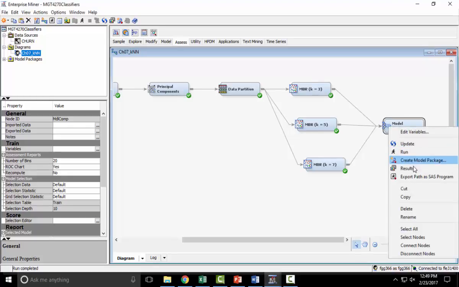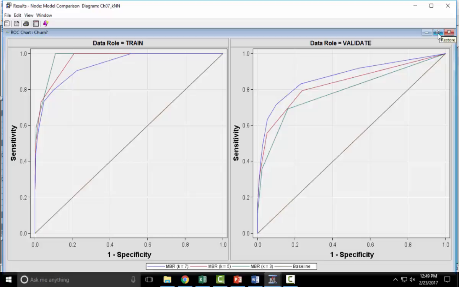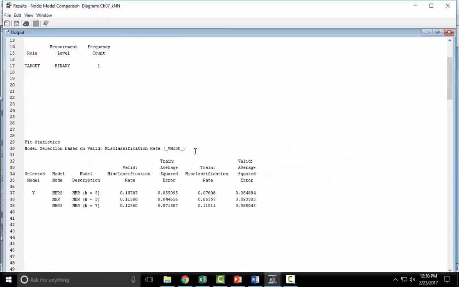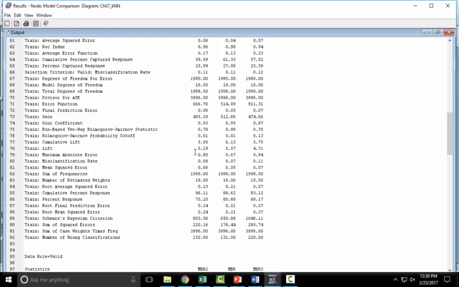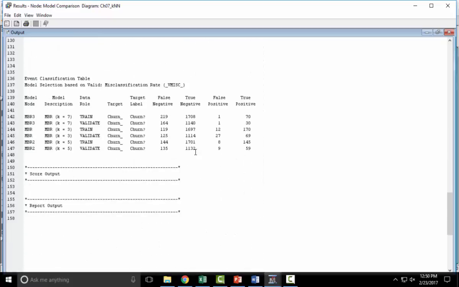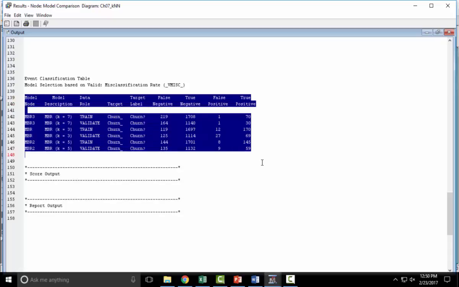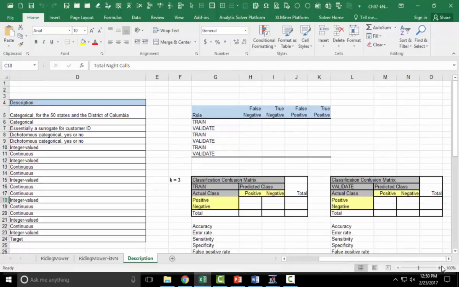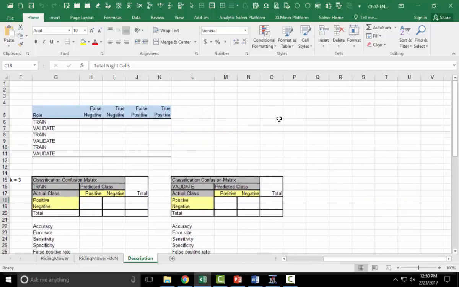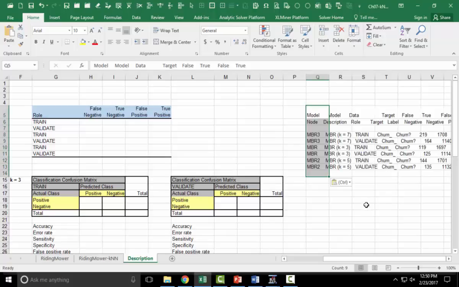Now let's go back and look at the model comparison results. Here we have the classification matrix numbers. So let's copy paste that here.